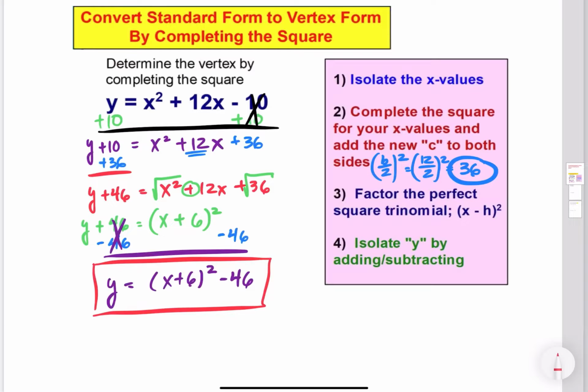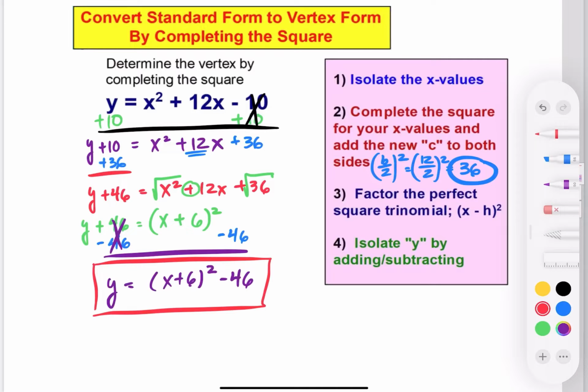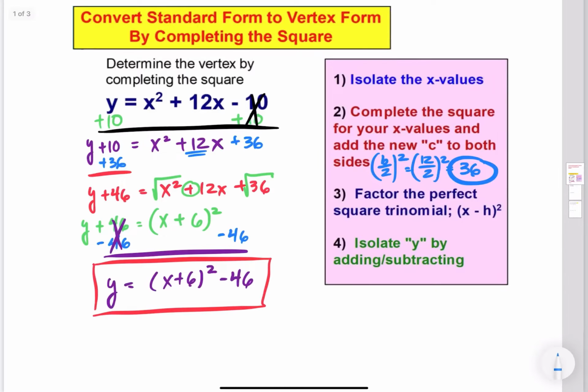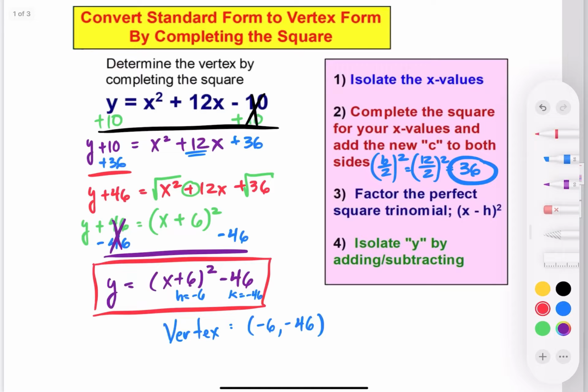Now we've got to remember that the question is asking us, well, what is the vertex? To figure out what that vertex is, now that it's in vertex form, we do know that the h value is going to be negative 6. Remember, it's always going to be the opposite of what it says in that equation. And the k value is negative 46. So that means the vertex for this quadratic is going to be at negative 6, negative 46. So that's the vertex of our equation here.